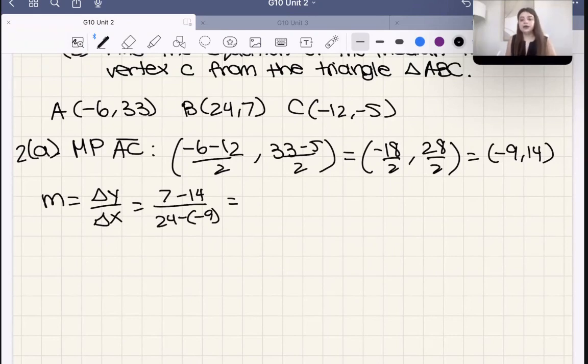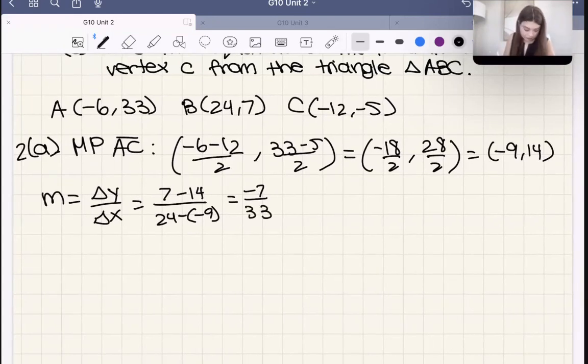Okay. And so what's the answer to that going to be? Let's see here. Negative 7 on top. And on the bottom, we've got 24 plus 9, which is 33. There we go. So negative 7 over 33 is our slope. Okay, so step 3 is what? Step 3 is we need to find the y-intercept.